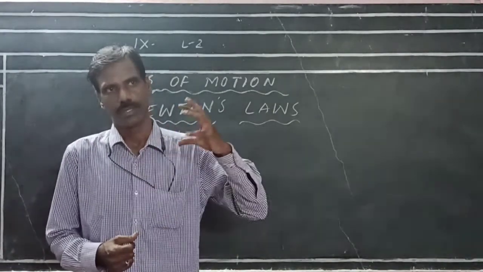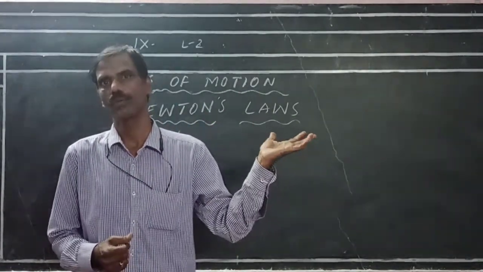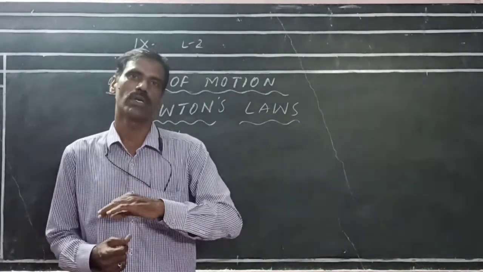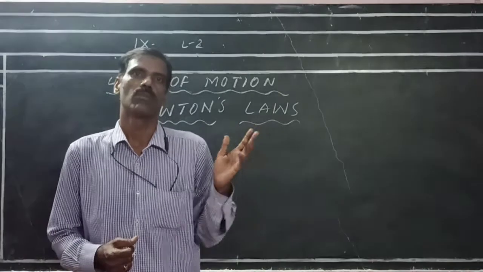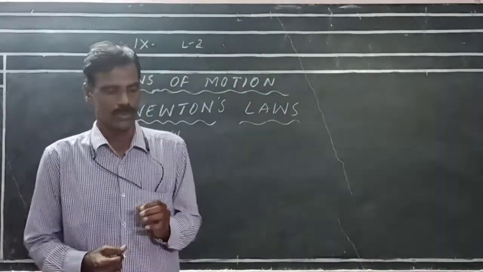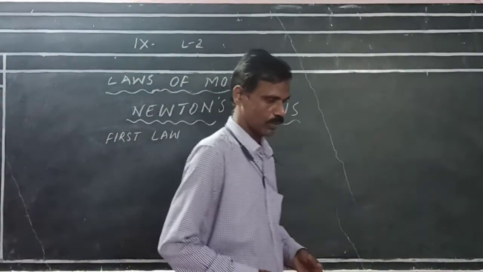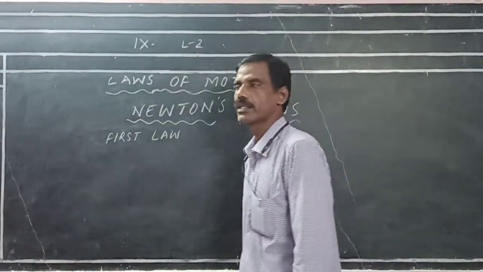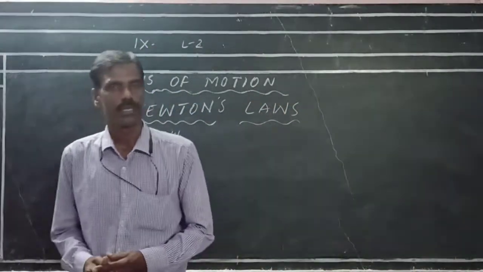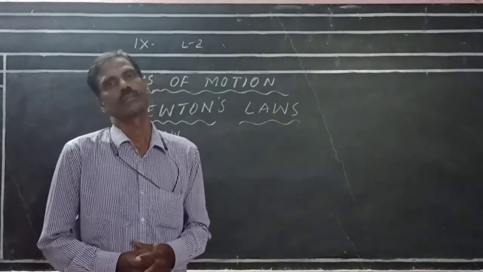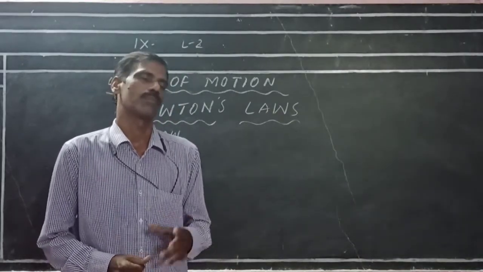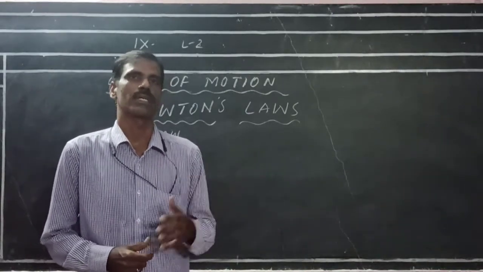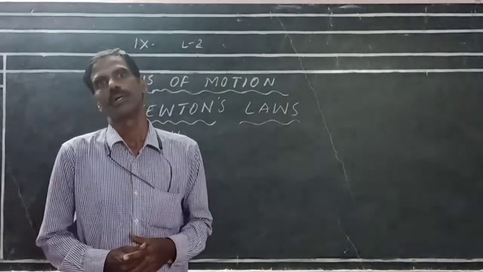That is, an external force is always acting on a body in motion or a body which is at rest. So this is the first law of motion. Newton's first law of motion states that a body continues to be at rest or in uniform motion unless compelled by an external force to change the state of rest or of uniform motion.